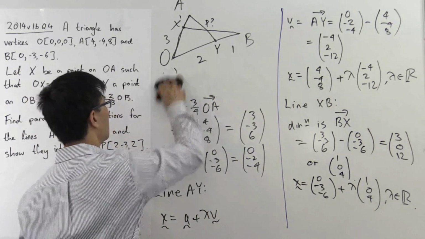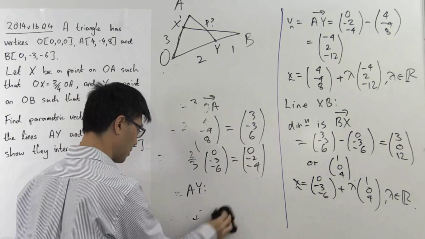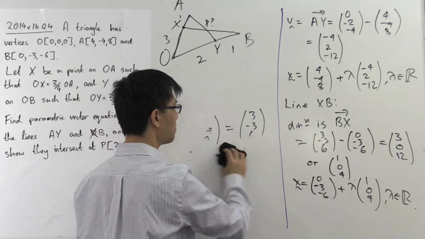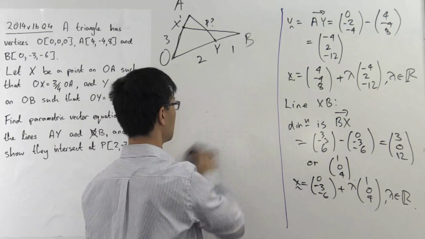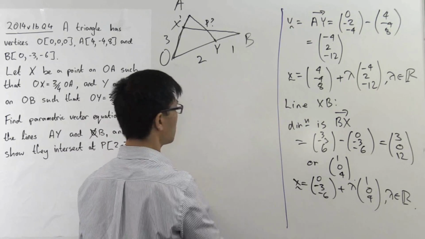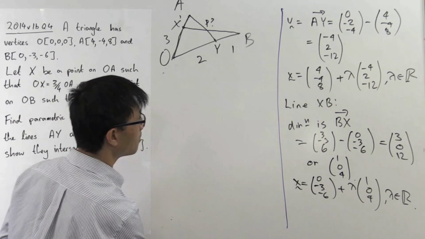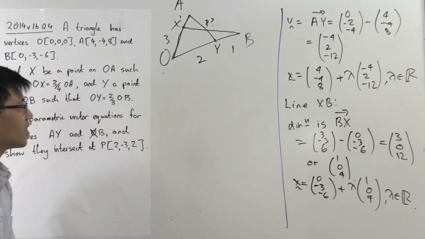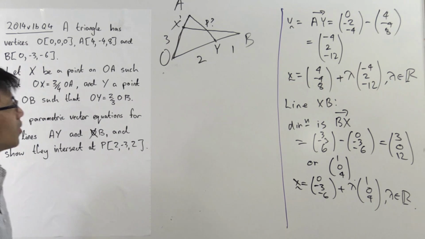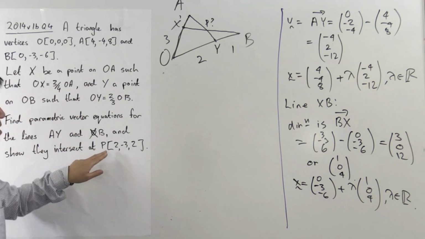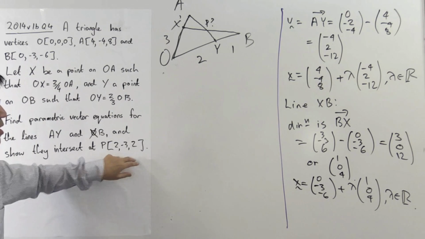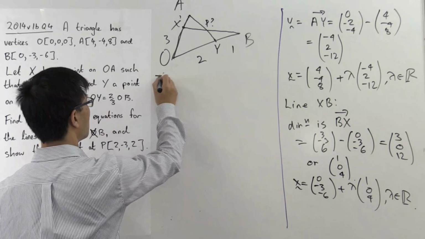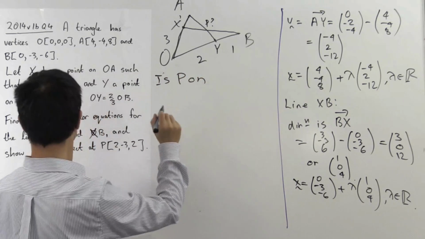That's the next part. So if P happens to be on both those lines, well then it must be the point of intersection. As they're lines in R3, they're distinct lines too. They're not parallel, okay? So they're distinct lines, so either they don't intersect or they intersect in at most one point. Okay, let's see whether they do intersect, and they do intersect in (2, -3, 2). Okay, so you can write down: is P on AY?